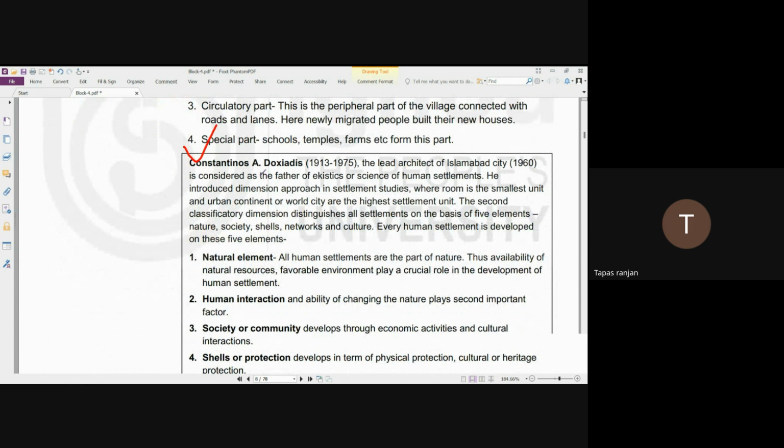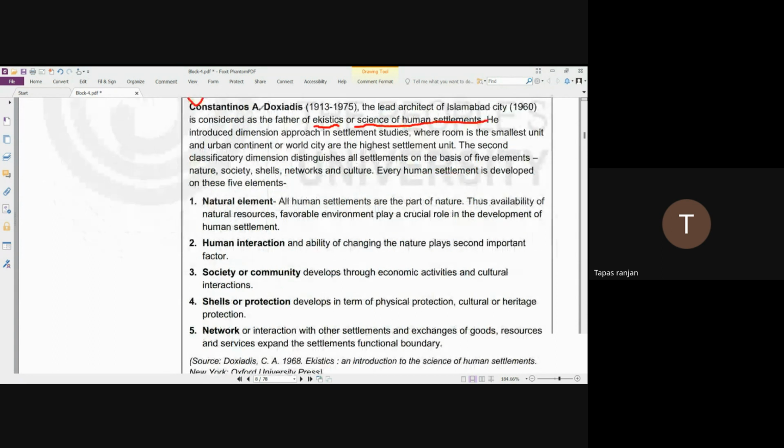Constantinos A. Doxiadis is the father of human settlement. He is the father of ekistics. Ekistics means the science of human settlement. Doxiadis defined different dimensions and elements of human settlement. In terms of rural settlement it will be different, and in terms of urban settlement it will be something different.